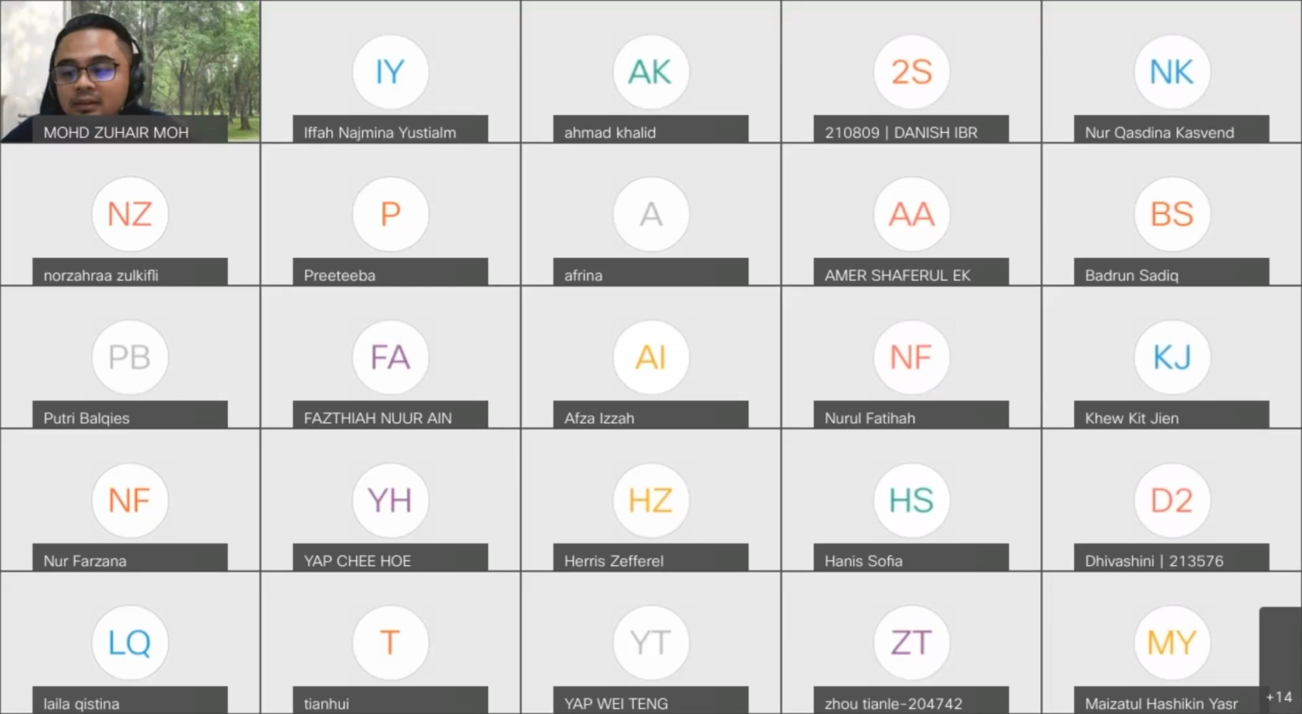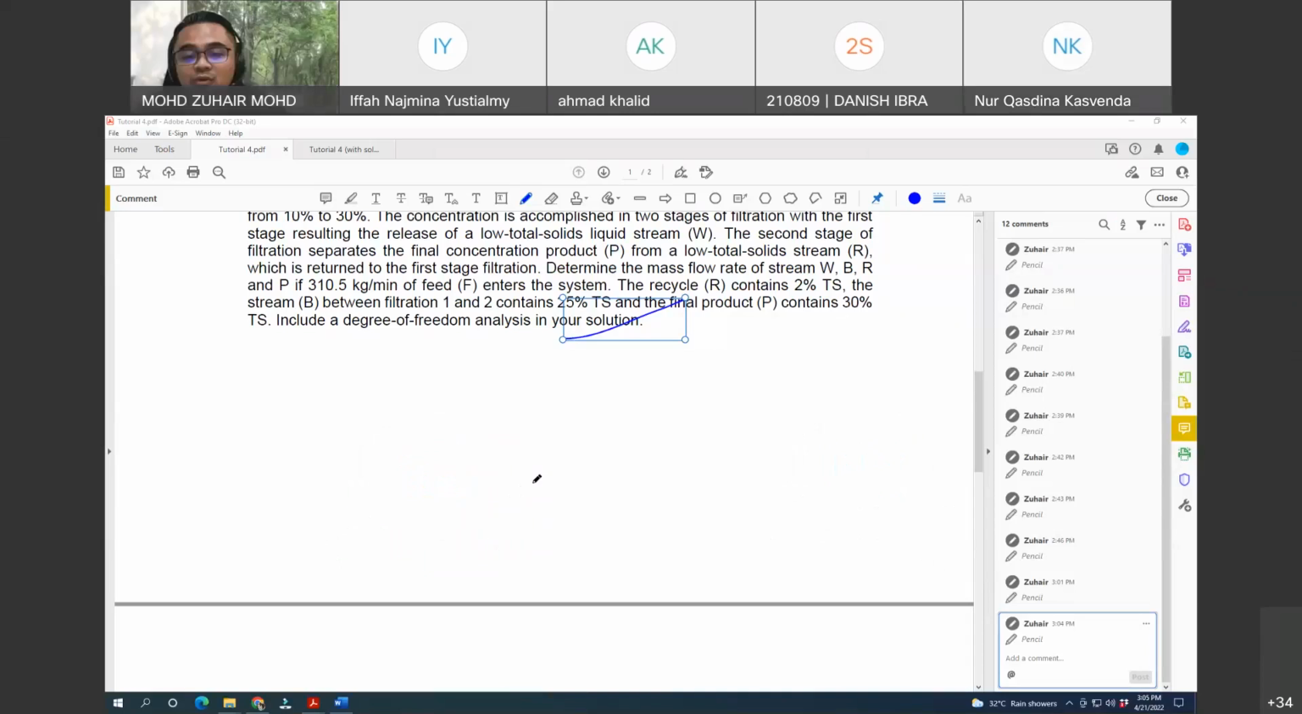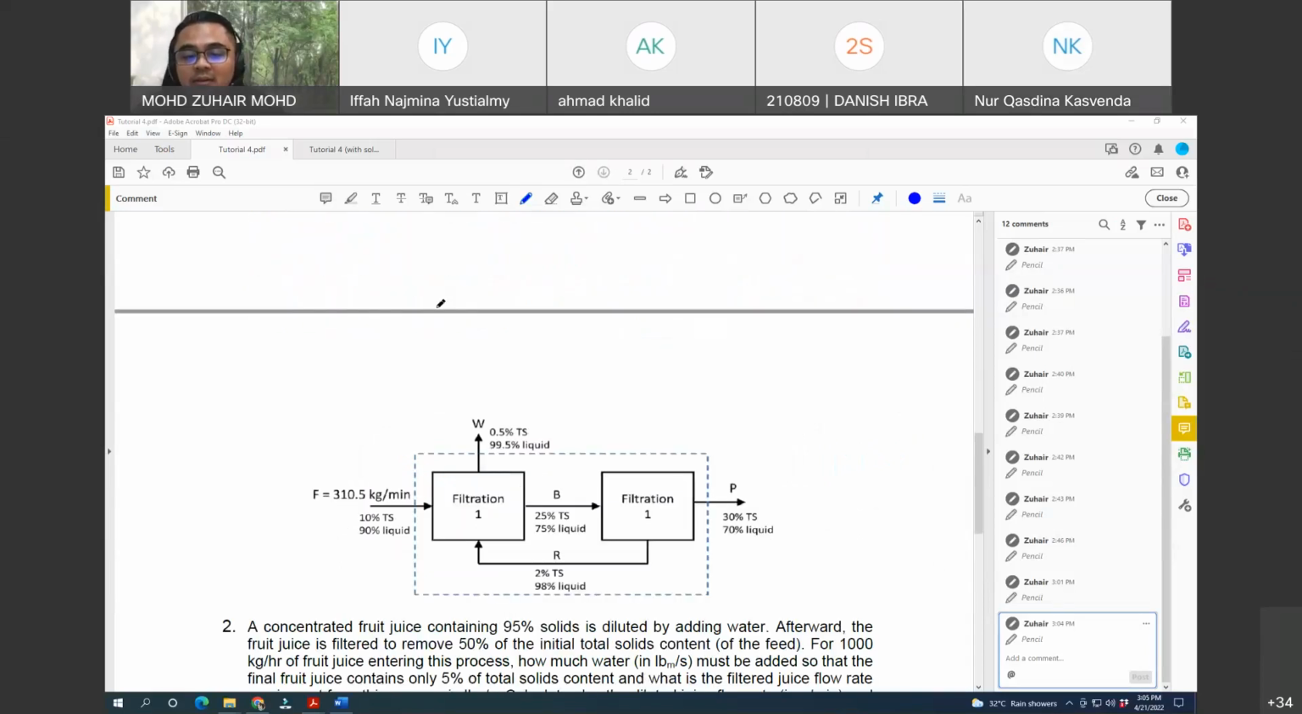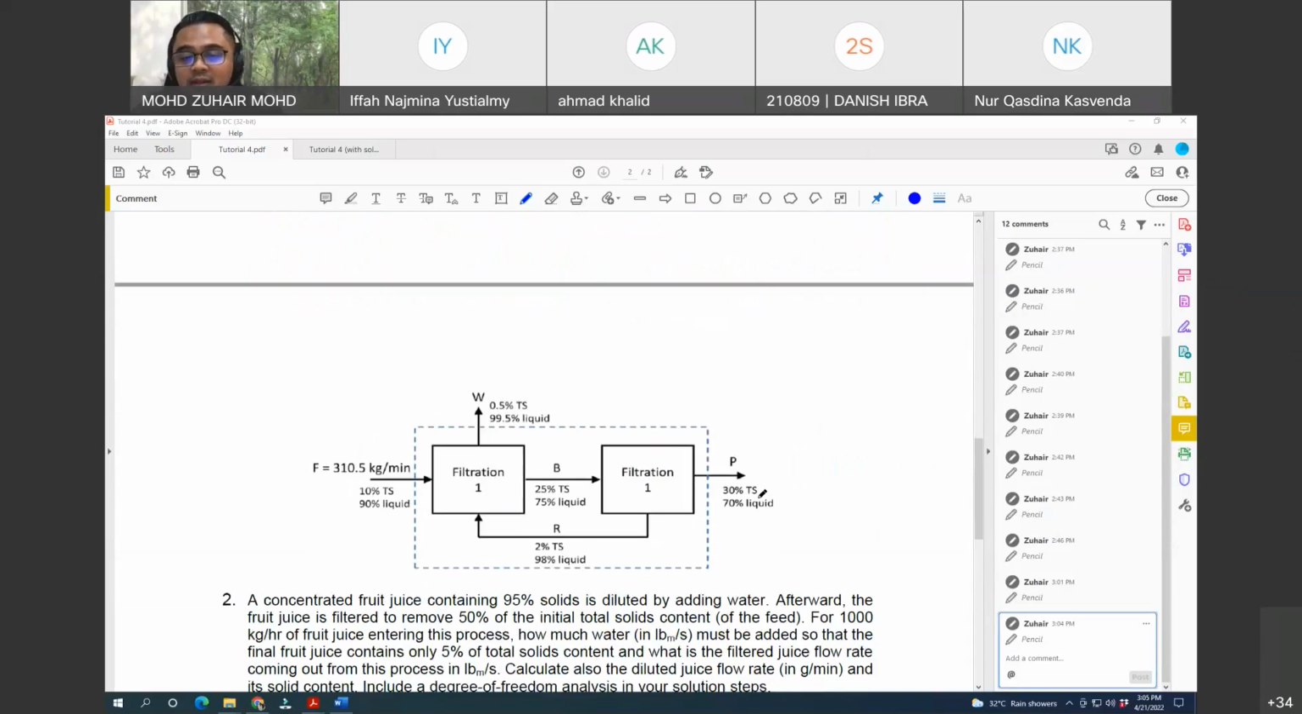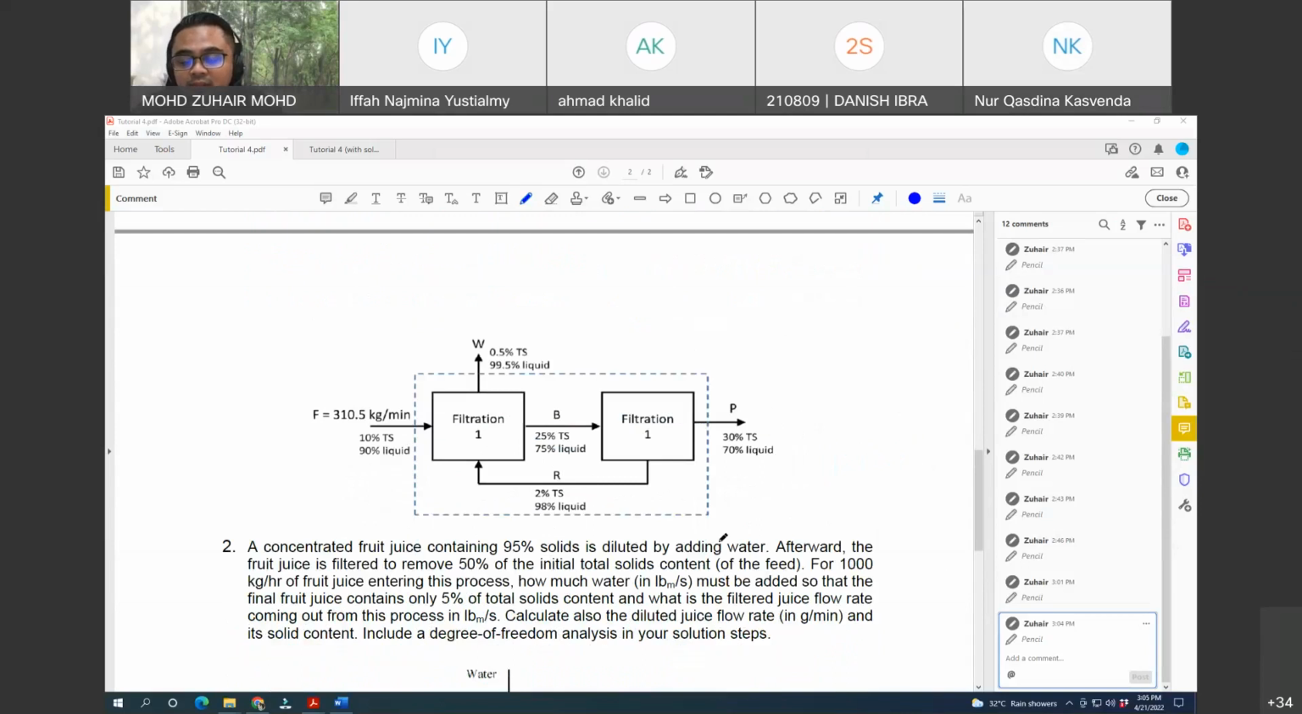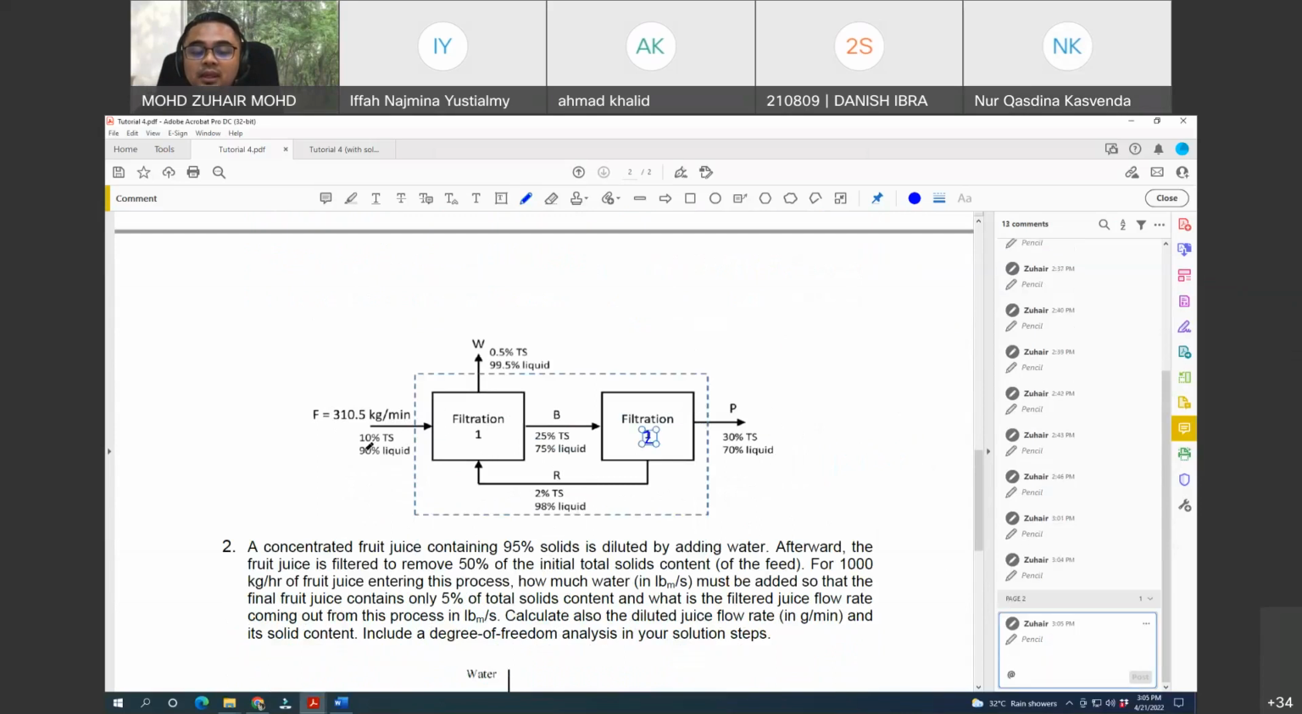Okay. So just draw one process to another like this one. But in this case, the question already provides the diagram, so it's easier for you. You don't have to draw it. Okay, so we have F coming into filtration one. So this is filtration two, with 10% total solid and 90% liquid.